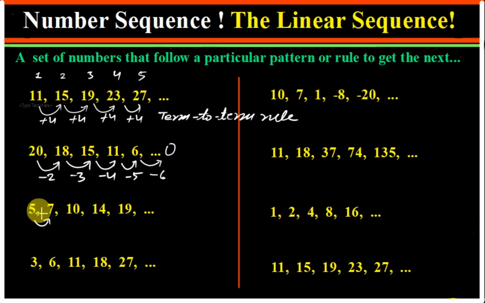Now the next one. If we add 2 to the first term, we get the second term. If we add 3, then we get 10, the next term. If we add 4 to the third term, we get the fourth term. And if we add 5 here, we get the next term. So here we are not adding the same thing all the time. We are adding different numbers, but this also follows a specific rule. What will be the next number in this sequence? You will add 6, because first we added 2, then 3, then 4, then 5, so now we add 6. 19 plus 6, we get 25.